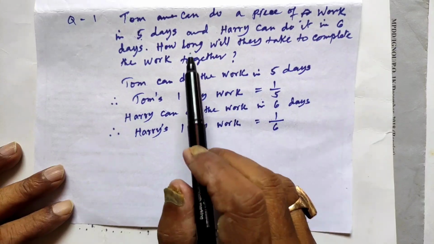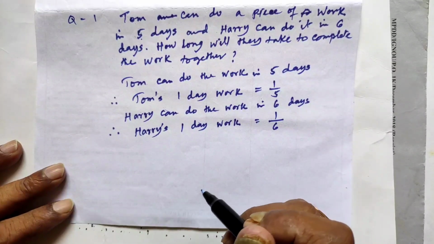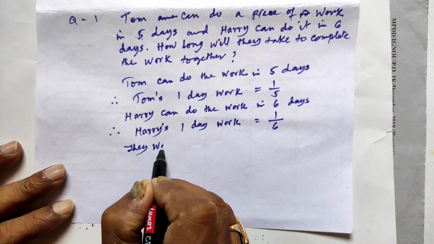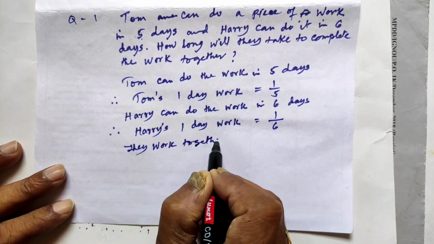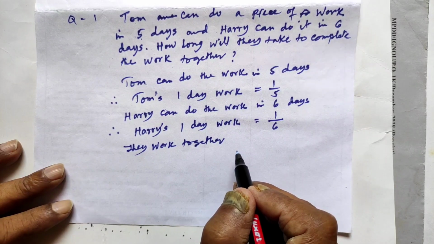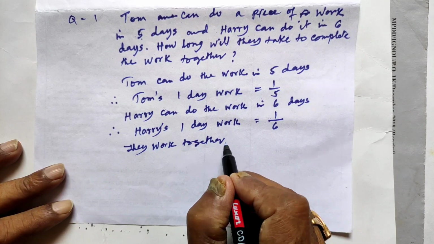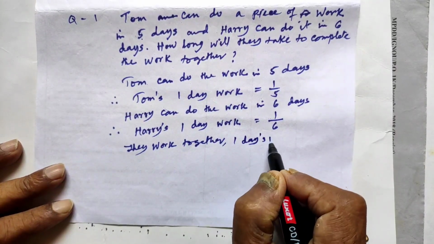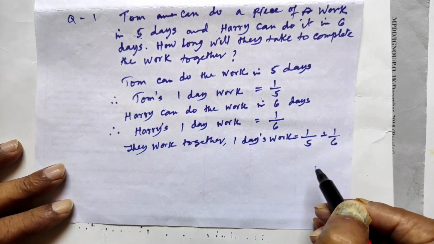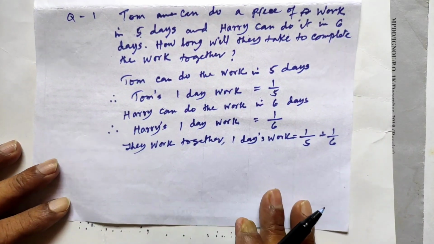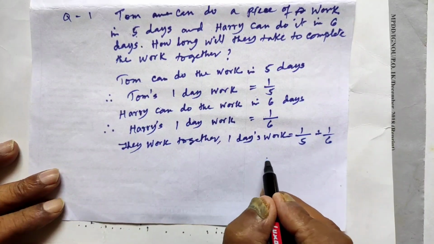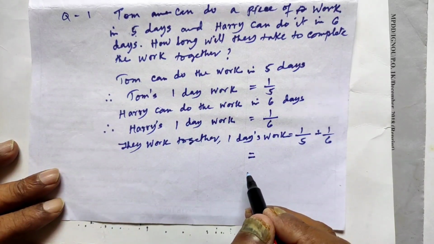Then what we have to find is how long will they take to complete the work. All right. So here, if they work together, what is going to happen? They work together, and their 1 day's work equals to 1 by 5 plus 1 by 6. All right. So here you can see that this is a fraction work. You have to know the fraction. If you do not have enough knowledge, you can see my earlier videos about fraction.